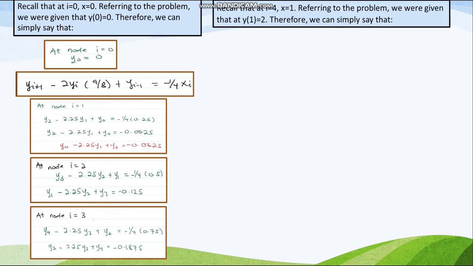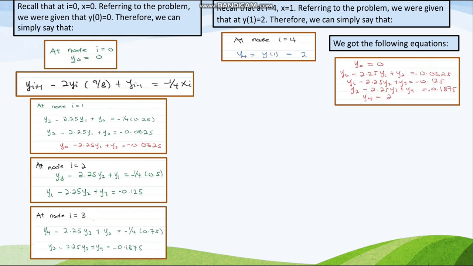Lastly, we will go for i equals 4. Recall that at i equals 4, x is equal to 1. Referring to the problem, we were given that y of 1 is equal to 2. Therefore, we can simply say that at i equals 4, y sub 4 is equal to 2. We got the following equations.